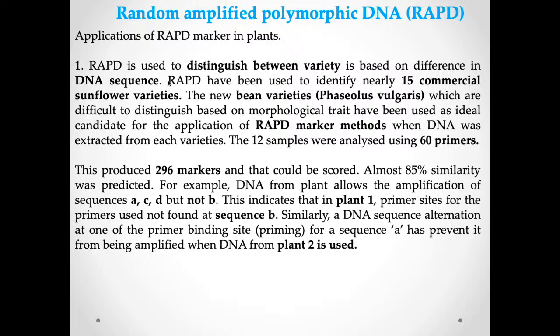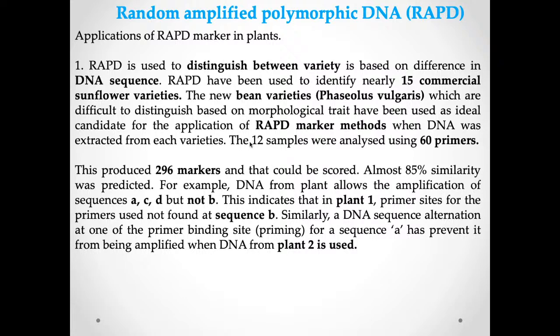So, some applications of this. For example, RAPDs are used to distinguish between varieties based on the differences in the DNA sequence. Like 15 commercial sunflower varieties have been characterized with that. Bean varieties have been characterized with RAPD markers and many more. And 296 markers could be found, and almost 85% similarity was predicted with them.